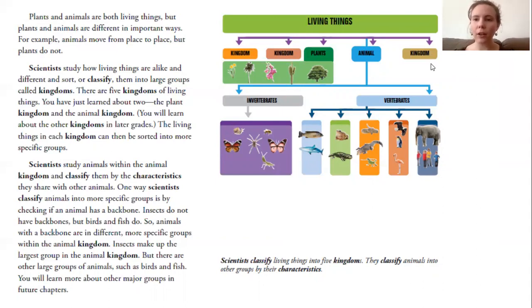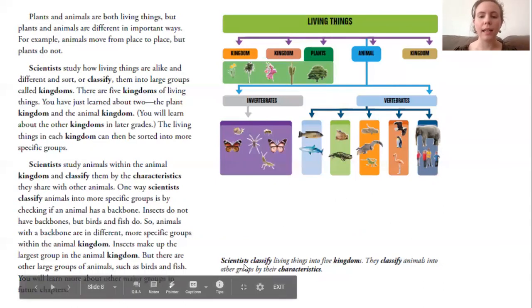So we have our little diagram right here, a little flow chart showing that these are all living things. They can be classified into different kingdoms, like plants and animals. And from there, we can classify them more specifically as vertebrates, animals that have a spine, or invertebrates, animals that do not have a spine. I wonder if later we can classify these down into even further, smaller groups based on their characteristics.